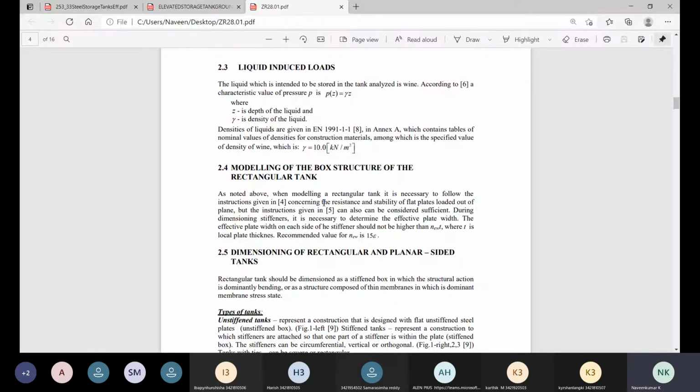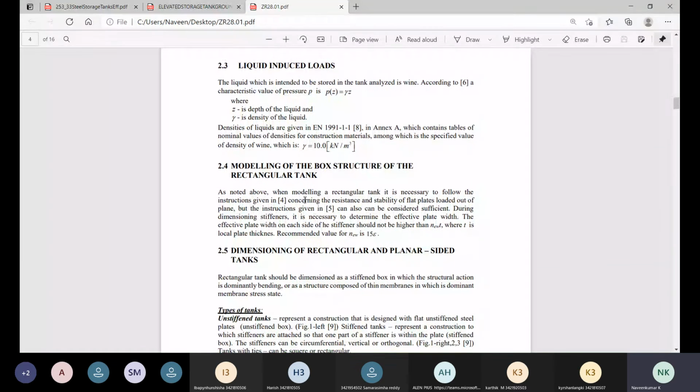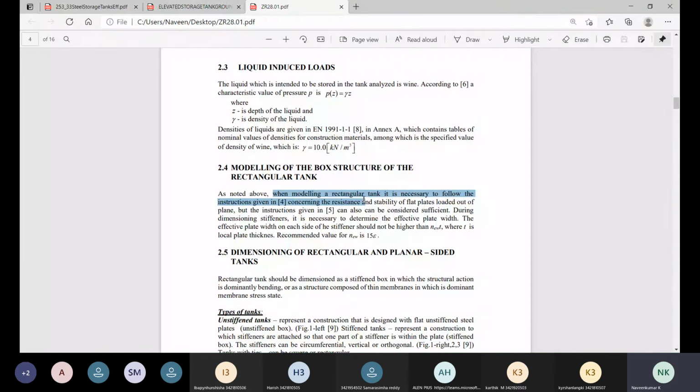As I told, when modeling a rectangular or any shape of water tank, it is necessary to follow the following instructions. You decide the dimensions and the wall thickness and so on. Some instructions are given.